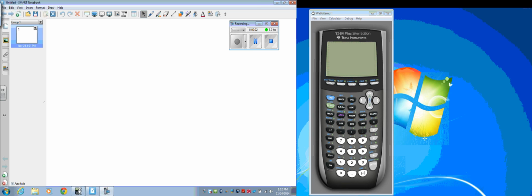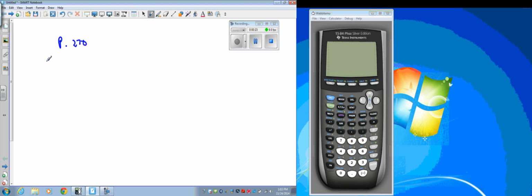Number 46, notice it's cosine inverse of -2. That's not possible, right? Because what angle would have a cosine equal to -2? If you look at page 270, number 46, it says theta equals cosine inverse of -2. Well, that would say that the cosine of theta would equal -2. That's not possible, right? Because cosine goes from -1 to +1. So that has no solution.